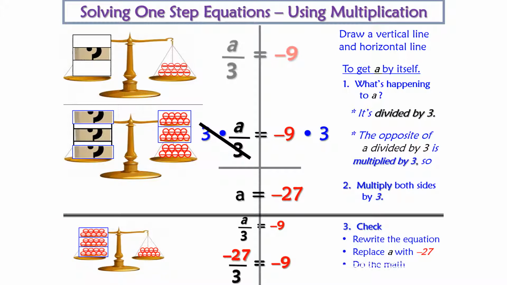Now it's time to do some math. As it turns out, -27 divided into 3 parts is in fact -9, so the solution checks out. So in conclusion, the solution to the equation a divided by 3 equals -9 is a equals -27.